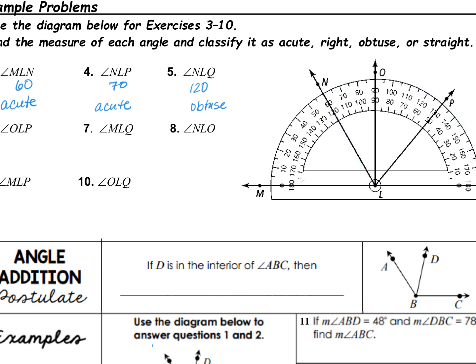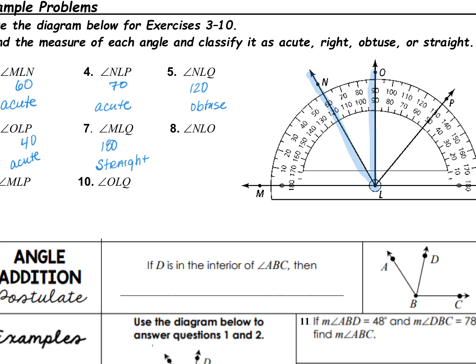All right, looking at the next one, we have angle OLP. So now we're looking at this space. So that tells us to take 130 minus 90, and we should get 40. So again, that angle is less than 90, so that makes it acute. Now we have angle MLQ. Now notice this one goes straight across, so that one's just going to be 180 degrees. And that makes this one a straight angle. So that's that weird one. That's the straight angle.